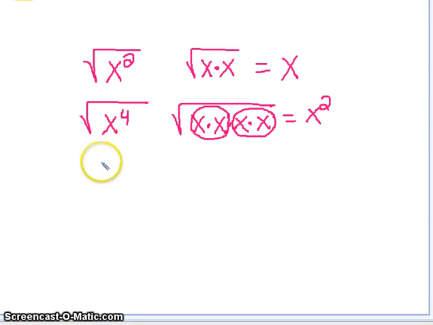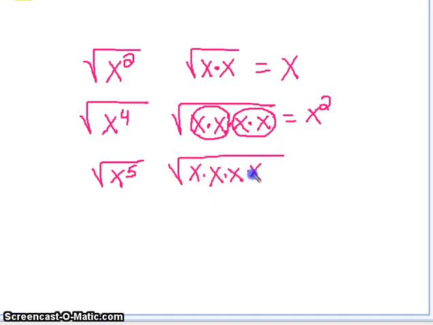But there's a possibility if I want to take the square root of x to the fifth. Well, I have 1, 2, 3, 4, 5 x's now. So I don't have an even number. It's not divisible by 2. So what happens is I can take out 1x and 2x. I can bring out that x squared. But this fifth x actually has to stay under the radical. There's nothing I can do with that.